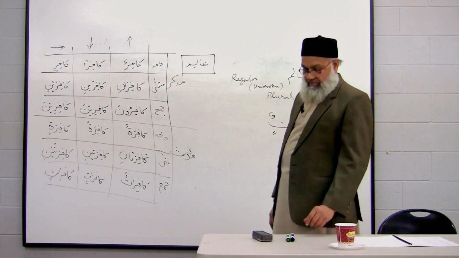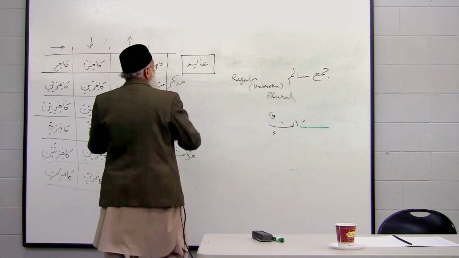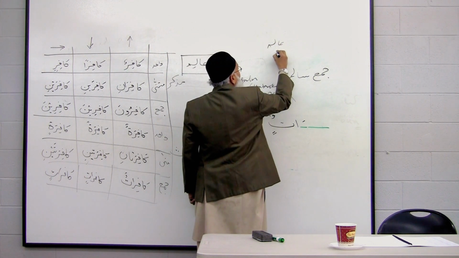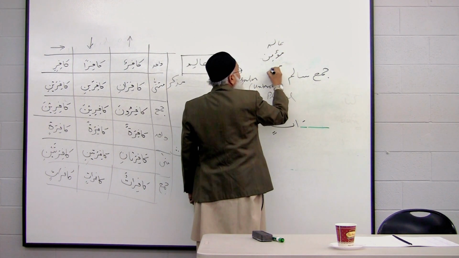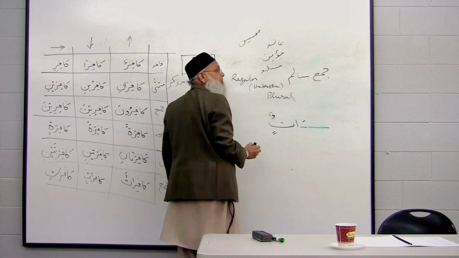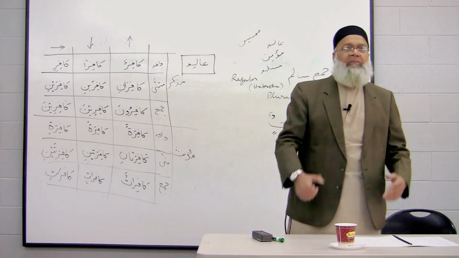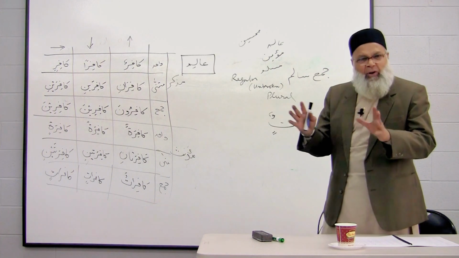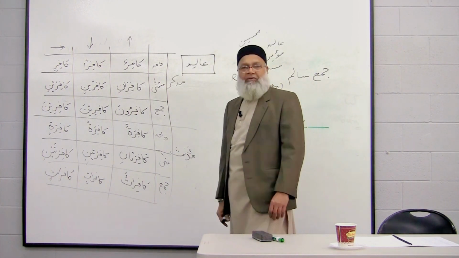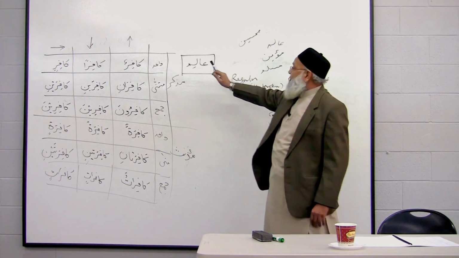And your homework is to make similar charts for kafir, you have already done, then alim, mu'min, muslim, muhsin, and that's all. And if you have more examples with you, you can add to. But at least 3-4 you must do. 3-4 means this is the chart of 18 words. You will add 18 from this, 18 from this, 18 from this, 18 from this, and 18 from this.